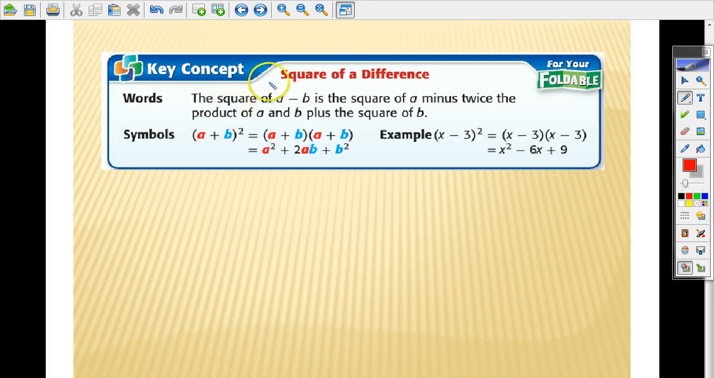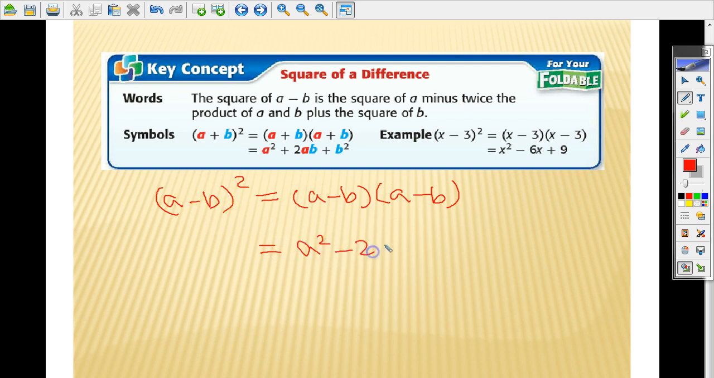Okay, welcome back. So now we're going to move on to the square of a difference. You have the same pattern here, but instead of adding, you have a minus. I think there was an error here in the textbook. If you have a minus b squared, that's the same thing as a minus b times a minus b. If you do this, it's going to be the same pattern as when you add it. So you have a squared, except this time it's going to be minus 2ab plus b squared.